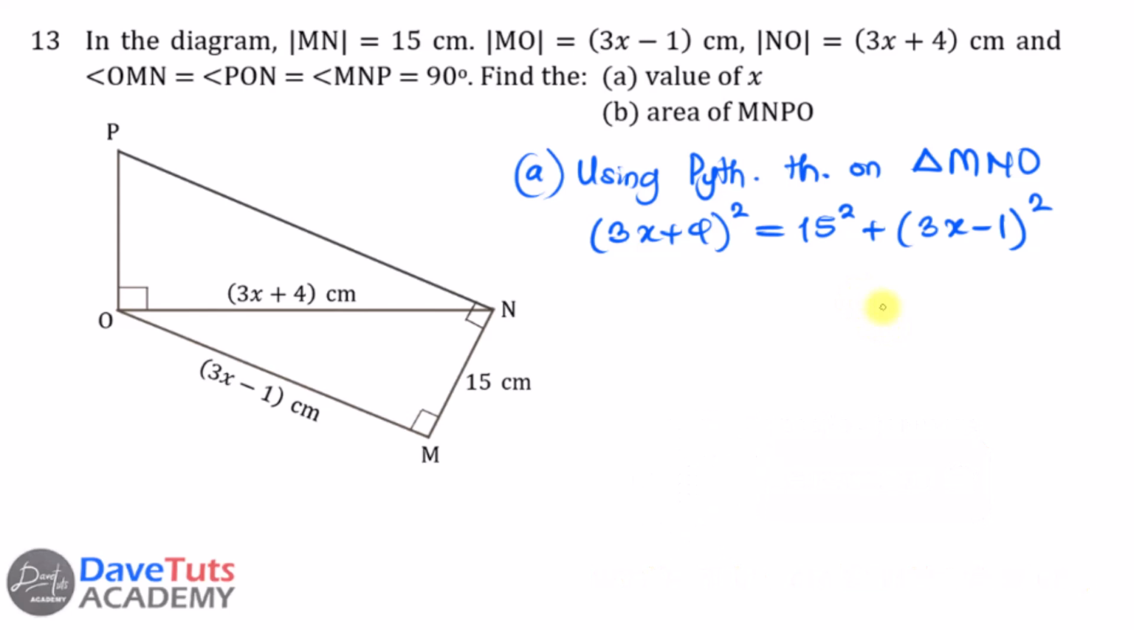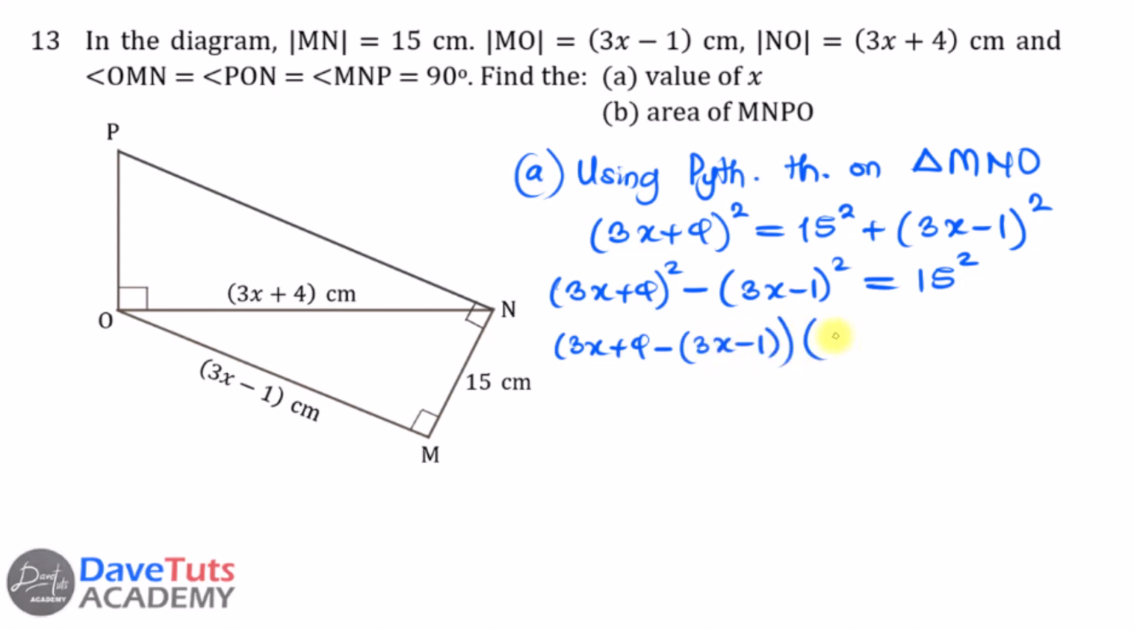Now, there are so many ways you can go about solving it, but for me, I think if I use difference of 2 squares, that will simplify my work. So I can say (3x plus 4) square minus (3x minus 1) square is equal to 15 square. So for difference of 2 squares, that means instead of having all of this, I can just have it as 3x plus 4 minus the whole of this. But I need to put it in bracket, 3x minus 1, then multiply by, that is the difference. Now, the sum, 3x plus 4 plus 3x minus 1, this is going to give me 15 square.